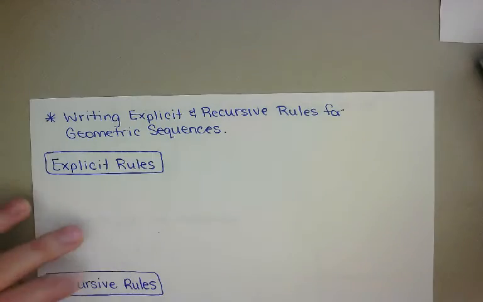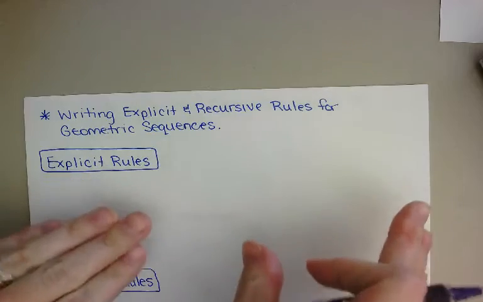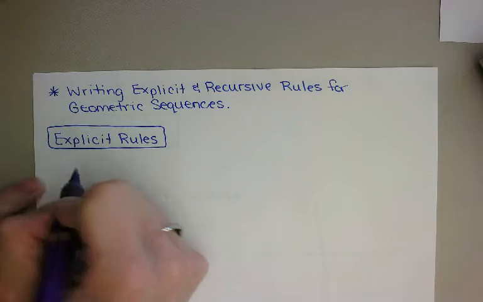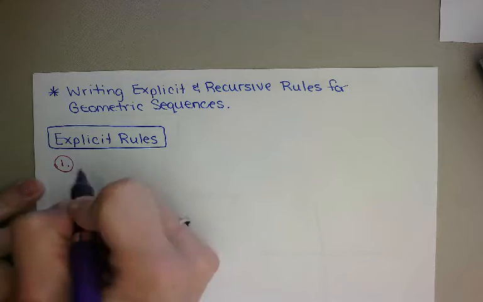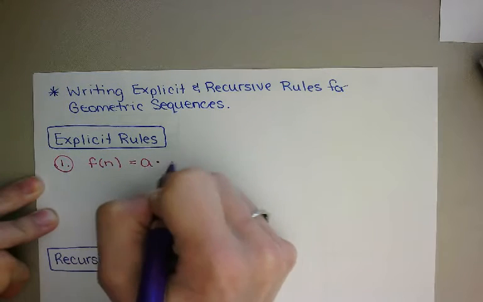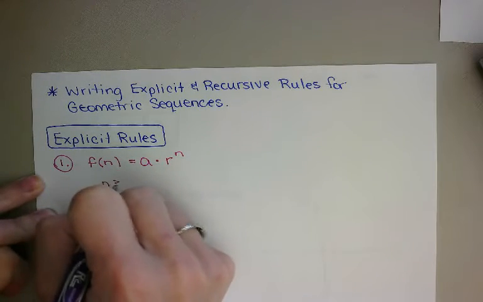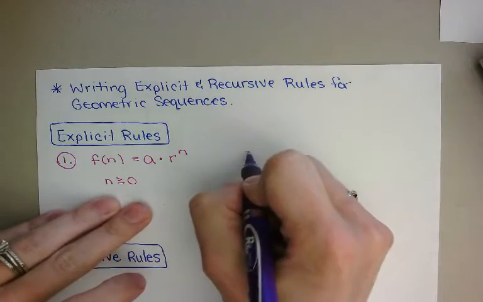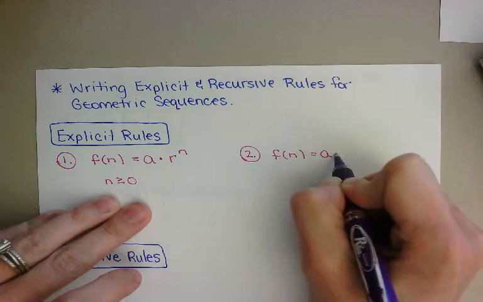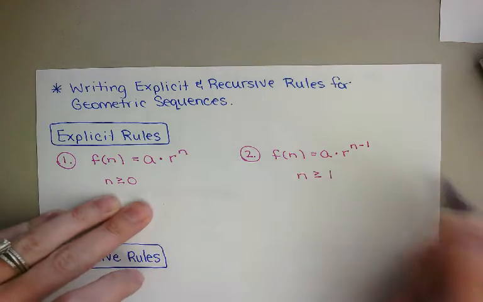Okay, so now let's look at writing the rules. Again, you're going to have two possible rules. It depends on if the n starts at 0 or if it starts at 1. For an explicit rule, you're going to say f of n equals the first term times the common ratio to the n, and this is for n greater than or equal to 0. Or your other option is f of n equals the first term times the common ratio to the n minus 1 for n greater than or equal to 1.